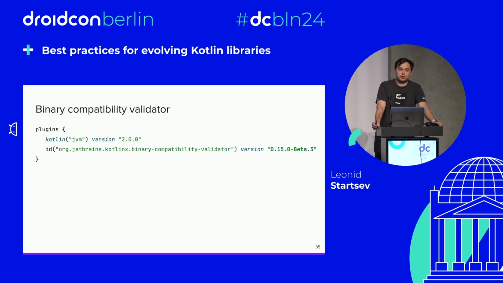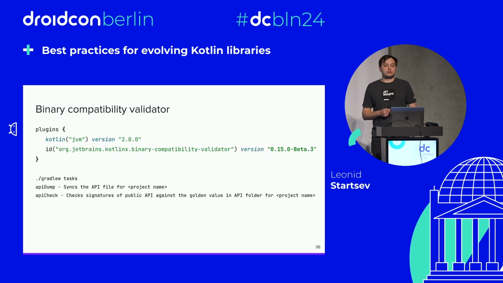Kotlin team offers you a great solution, which is called Binary Compatibility Validator. It is a special Gradle plugin that you, as an author of a library, can include in your build. And when you do so, you can see that you have two new Gradle tasks. They're called apiDump and apiCheck. So let's see what these tasks are doing.